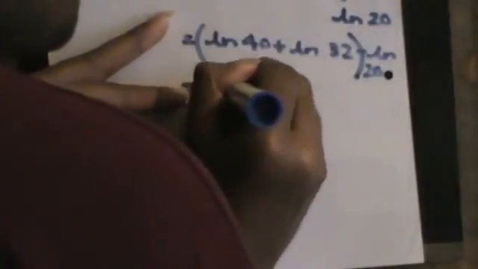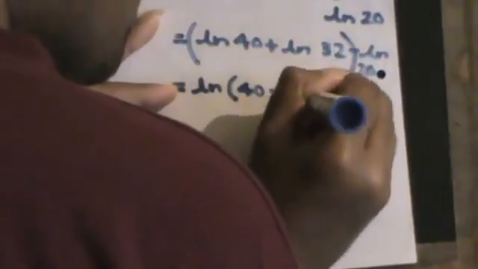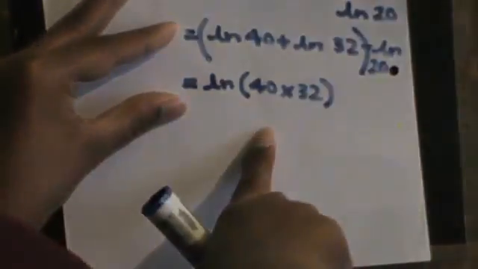First I'll take these two terms and find their solution, and then I will take the solution of the whole. If you are given the format ln A plus ln B, from the concepts of logarithms, this is equal to ln of 40 times 32. If it is in the format of ln A plus ln B, we have to multiply, because there's a plus sign here, and this minus ln 20 remains here.